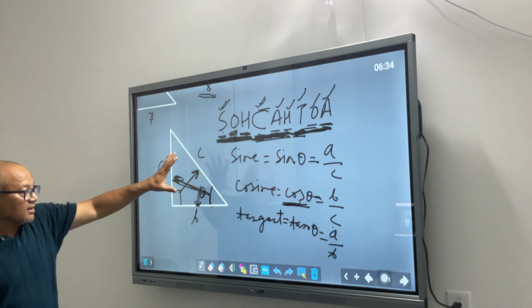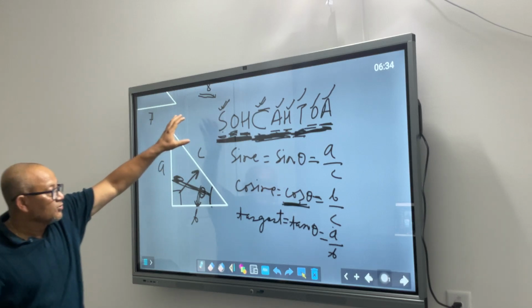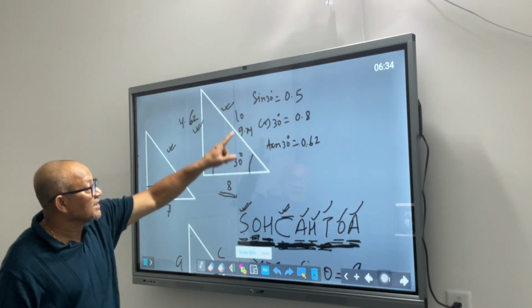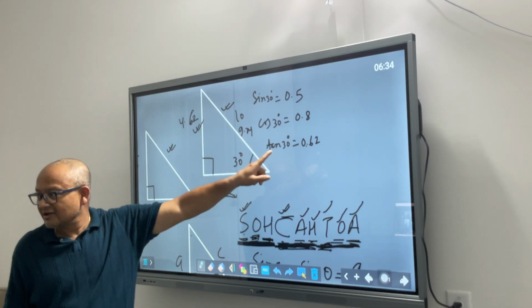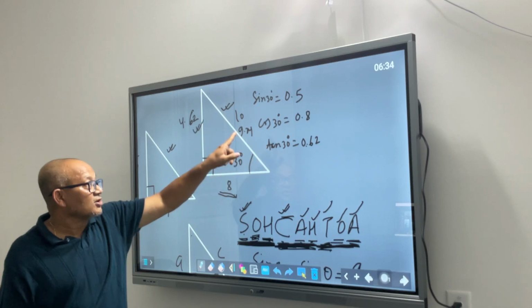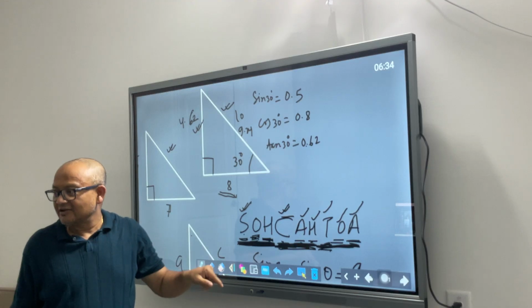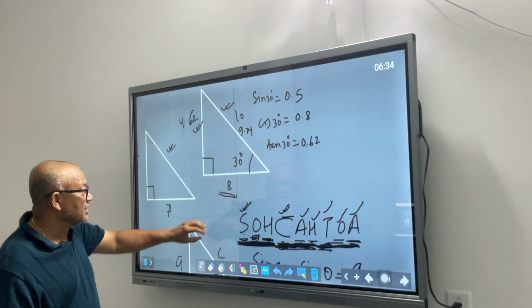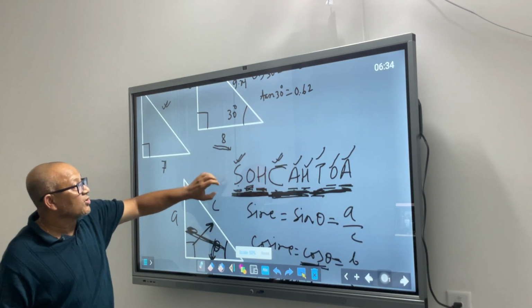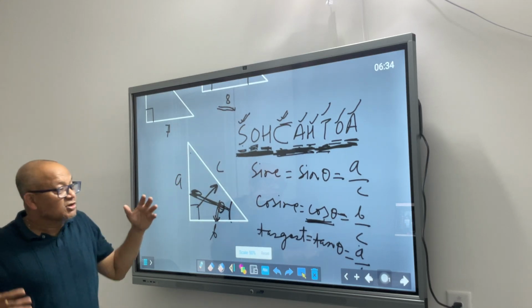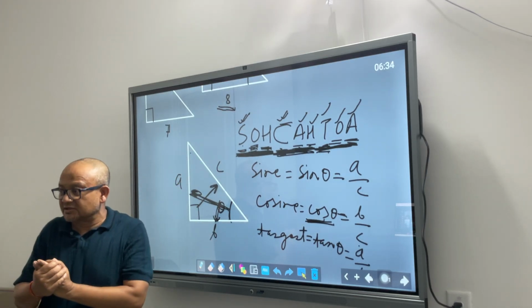So, area of the triangle. If you see here, I have given some information: sine 30 degrees, cos 30 degrees, tan 30 degrees, and I have given this angle as 30 degrees. So we have some ways to relate to it. But before I go there, I want you guys to become so very comfortable with this.